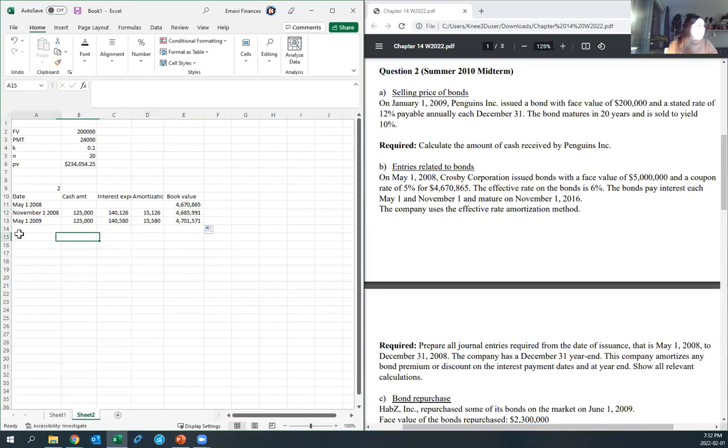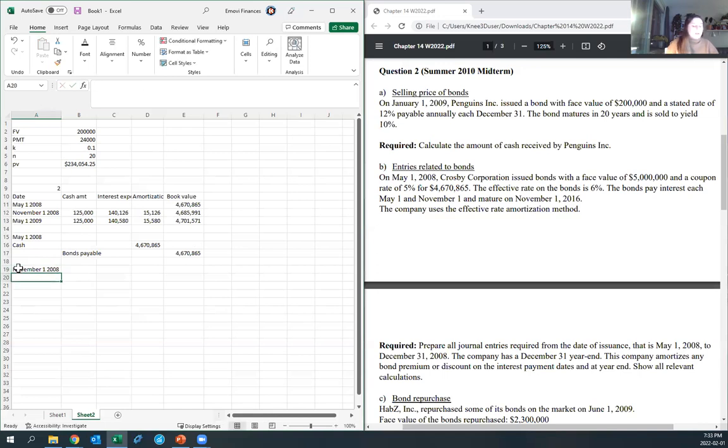So my first transaction is on May 1st, 2008, and that's your issuance date. So you received cash from your bondholders, and you also created your bonds payable liability for the issue price of 4.670 thousand and some dollars. Then you have your November 1st, 2008 transaction.